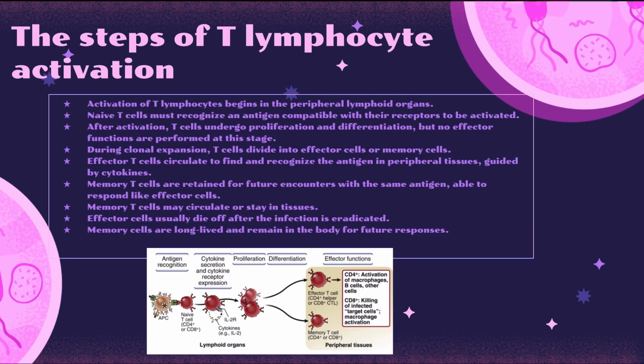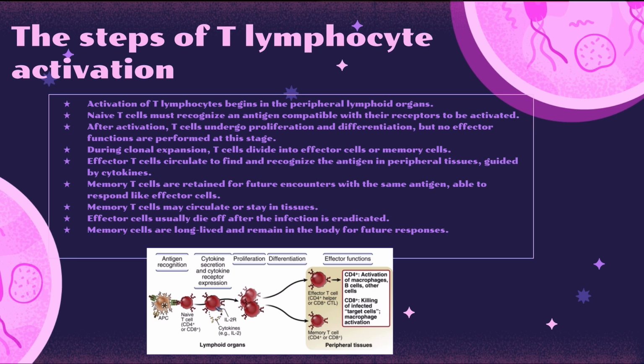What are the steps in the activation of T lymphocytes? Initiation of the activation of the T cells begins in the peripheral lymphoid organs. The naive T cells must first recognize an antigen that is compatible with their receptors in order to be activated. Then proliferation and differentiation occur, but no actual effector functions are performed by the naive T cells.